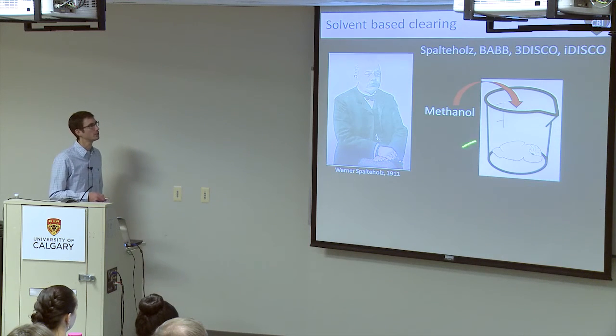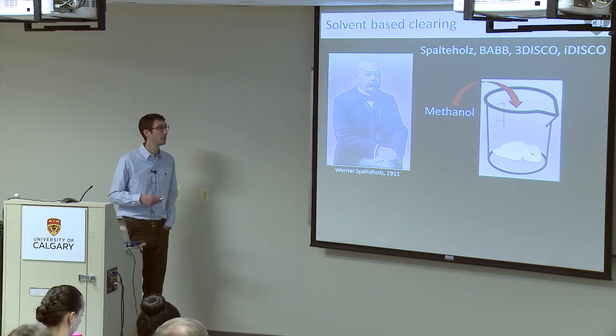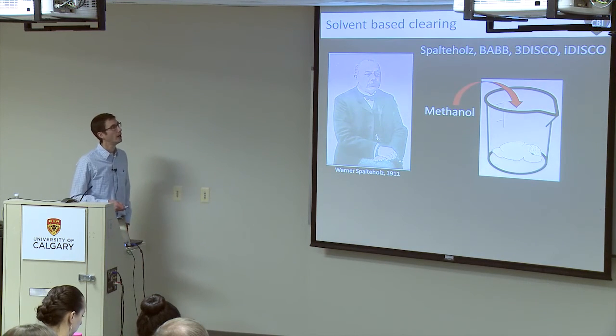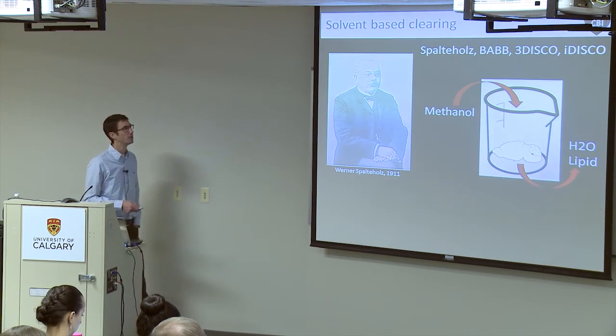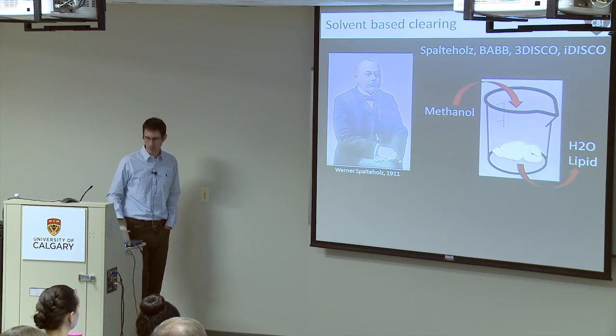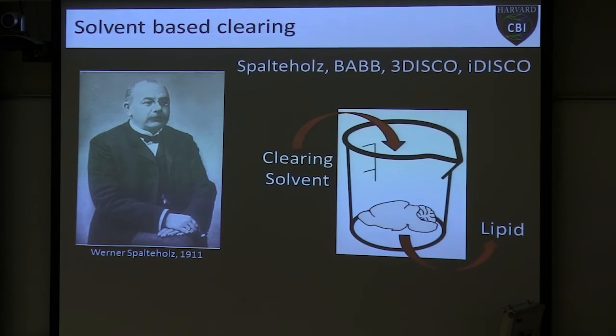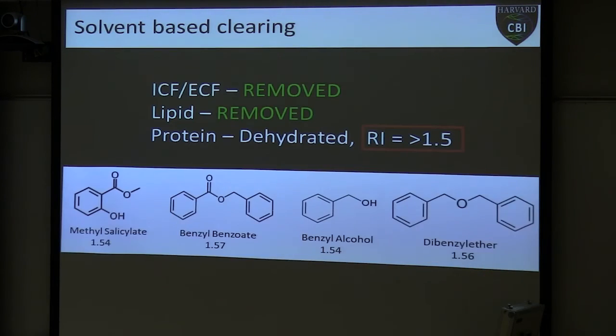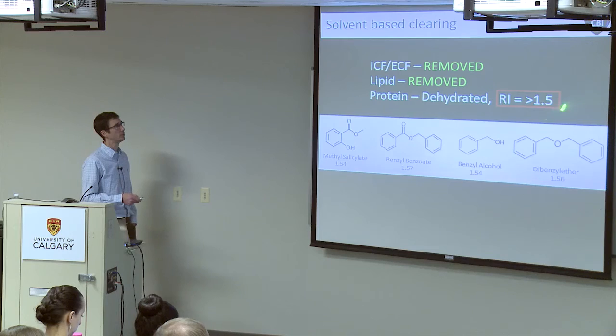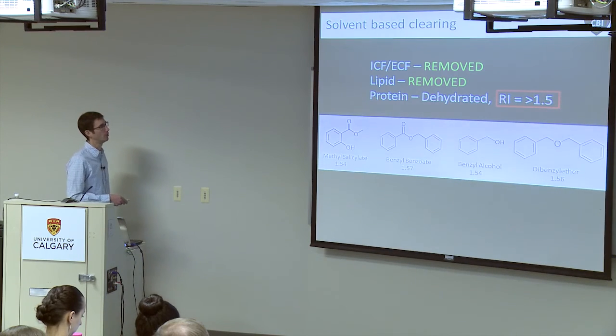The first thing you do is take your sample through graded alcohol dehydration, usually with methanol. What this is doing is removing the water from your sample and a little bit of lipid as well. And then finally, you put on one clearing solvent, maybe a couple of clearing solvents. This gets rid of some more lipid, refractive index matches the tissue to the solvent around it, and turns it clear. So it's a really simple process. It's very robust. What you've done is you've removed all that intracellular and extracellular fluid. You've removed the lipid. You're just left with some dehydrated protein and your refractive index matching to about 1.5.